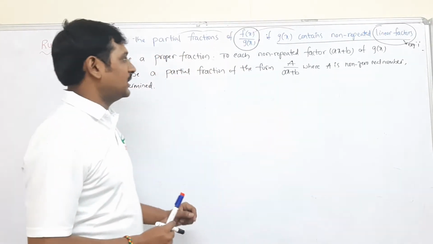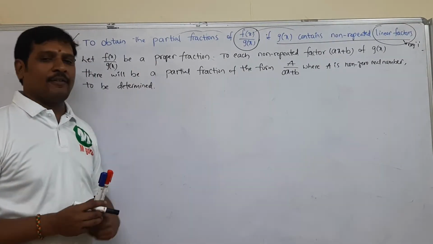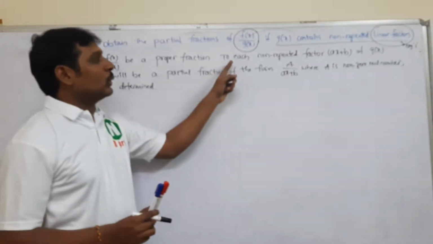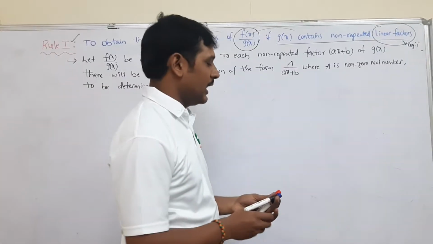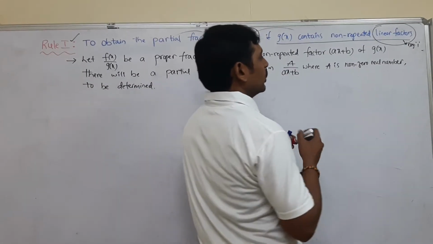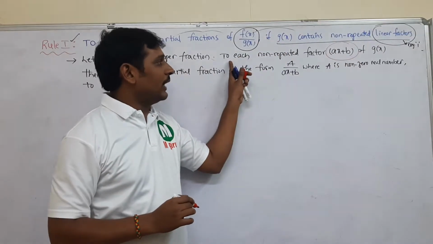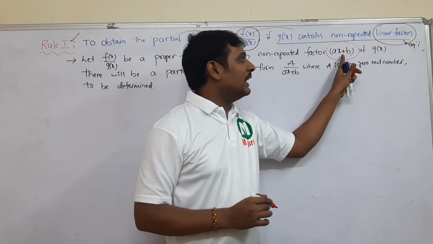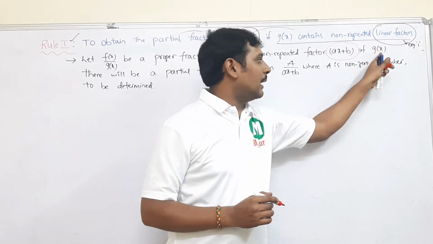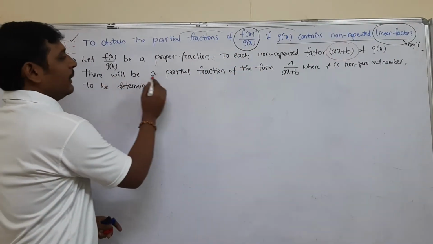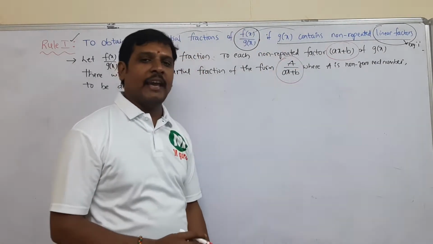And the procedure is, suppose f of x by g of x is a proper fraction. And to each non-repeated factor ax plus b, so just now we discussed, ax plus b is nothing but a linear factor. So to each non-repeated linear factor ax plus b of g of x, the denominator, there will be a partial fraction of the form A by ax plus b.